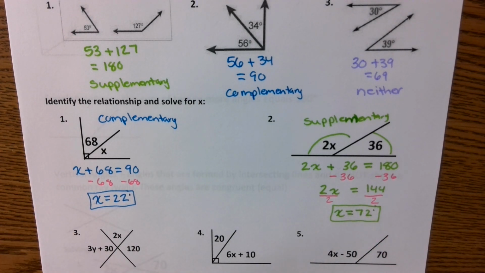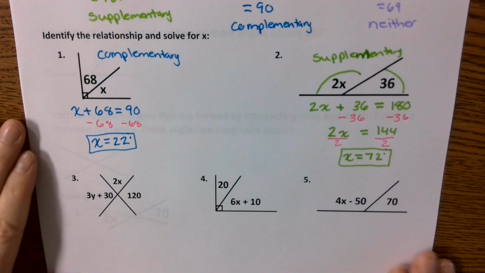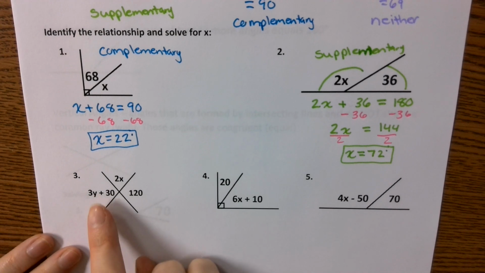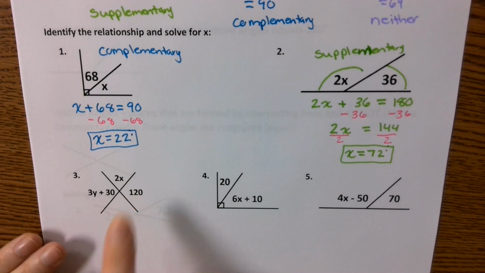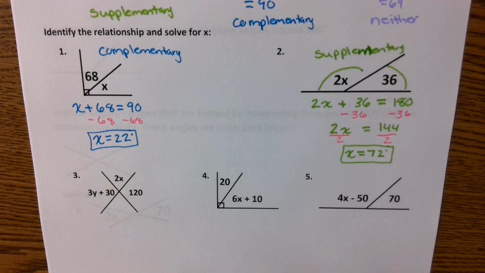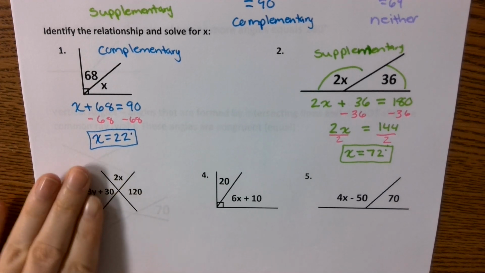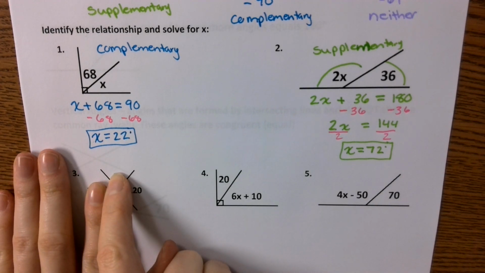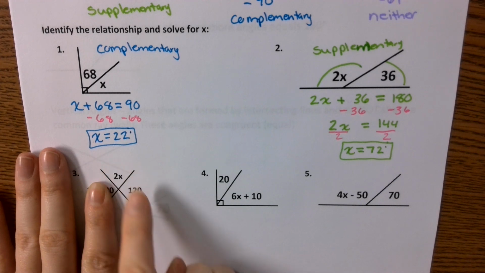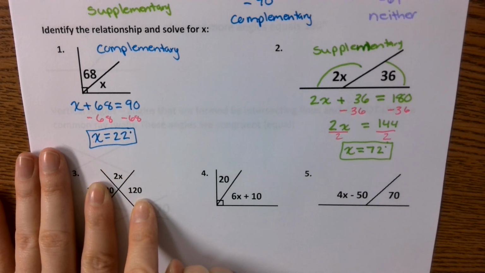Okay. For problem number 3, we actually have 2 different relationships that exist here. So whenever you have a variable as an angle, and then you have angles that have no variable, you want to see how that variable angle relates to the non-variable angle. So here's what I mean. I have a 2x and I have a 120. So I'm going to hide everything else, and I'm going to ask myself, how do 2x and 120 relate to each other? What relationship does 2x and 120 have?